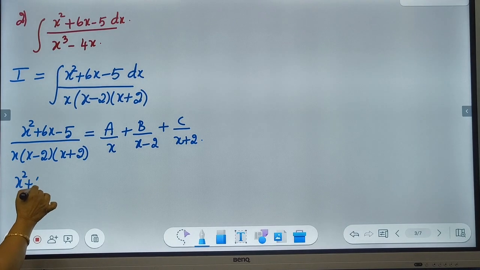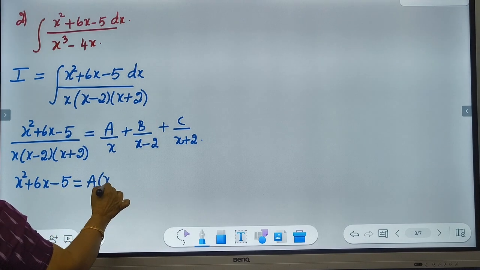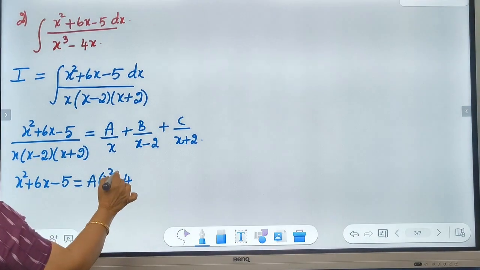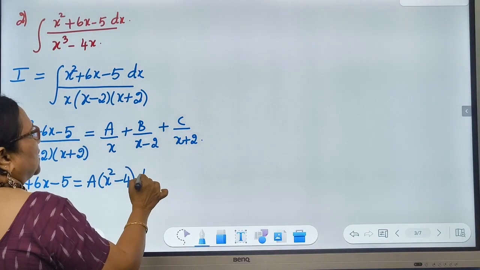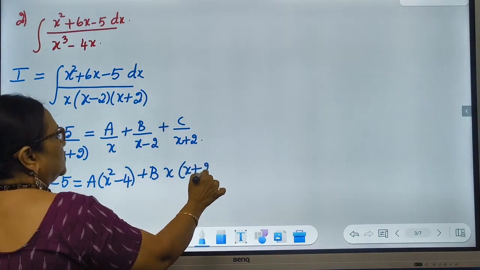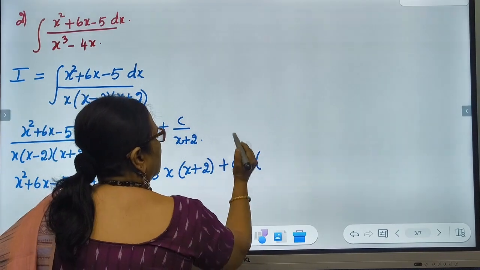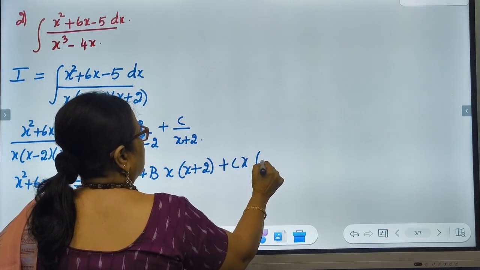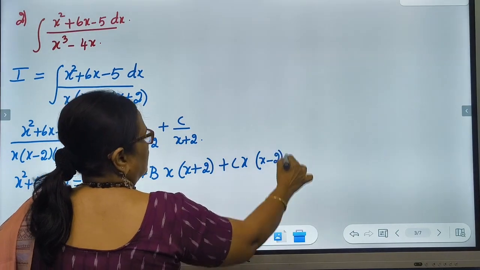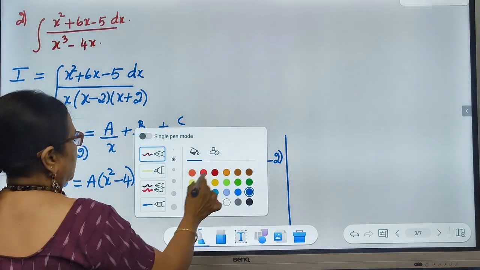Therefore, x square plus 6x minus 5 equal to a into (x square minus 4) plus b into (x plus 2) x plus c into x (x minus 2). Now I have to find the values of a, b and c.